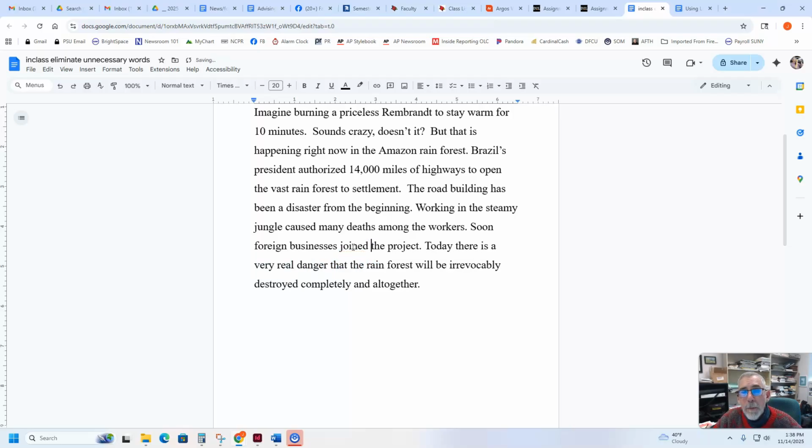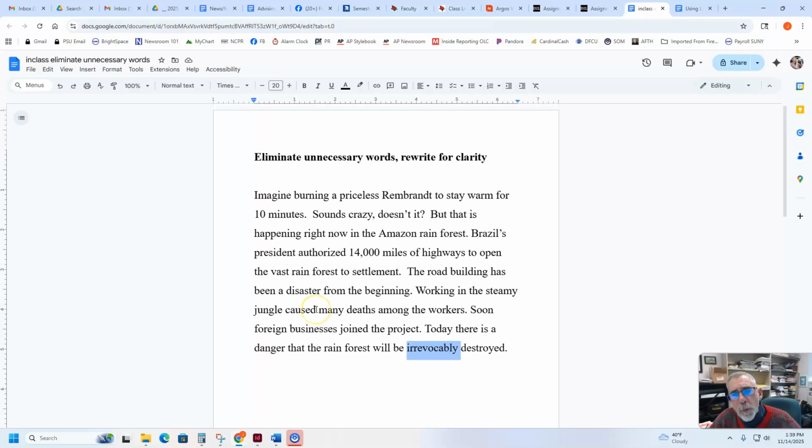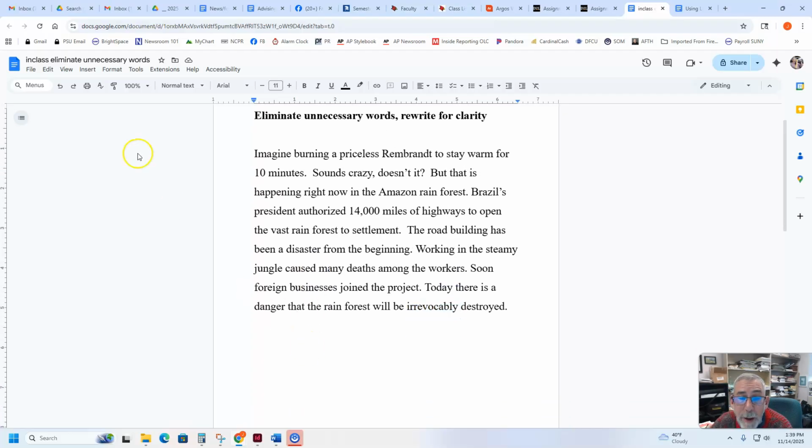or joined the project? Today, there's a very real danger. Today, there is a danger. I think, in fact, we can get rid of very and real. Today there is a danger that the rainforest will be irrevocably destroyed. First of all, completely and altogether. Destroyed already is completely and altogether. In fact, I would question whether we need irrevocably. That means it could never be rebuilt. But maybe it's doing some work there. So is that shorter? Wow, that is shorter.